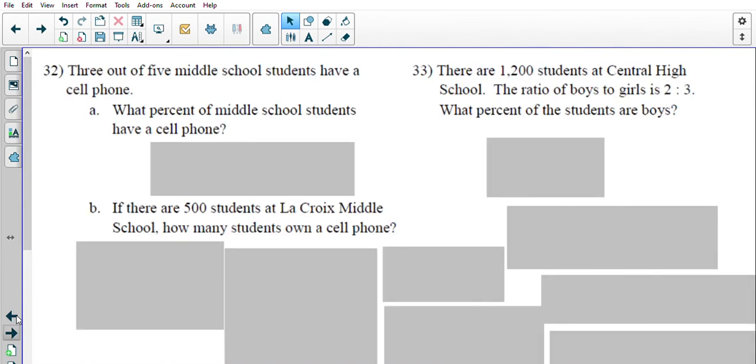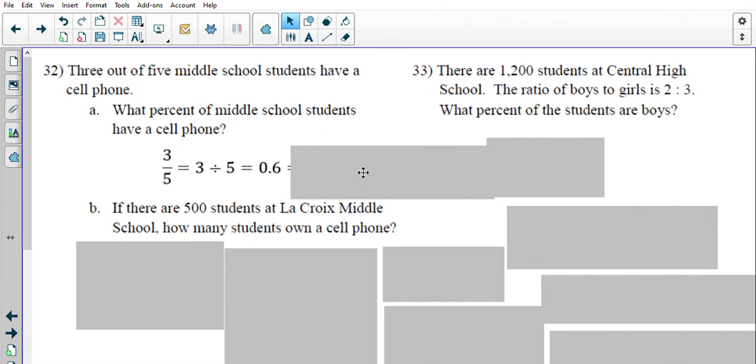All right, let's take a look at number 32. 3 out of 5 middle school students have a cell phone. A. What percent of middle school students have a cell phone? Well, we need to write 3 out of 5 as a percent. I took 3 divided by 5. That got me 0.6. That's 60%.